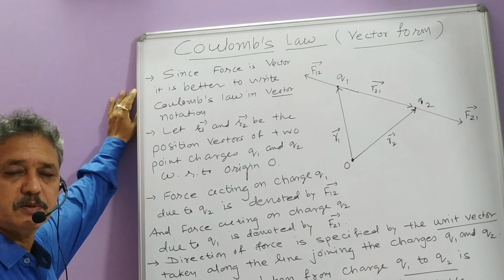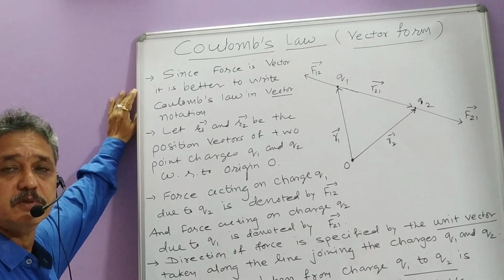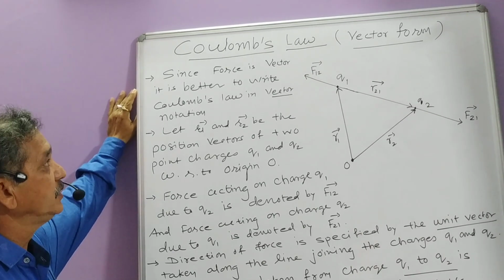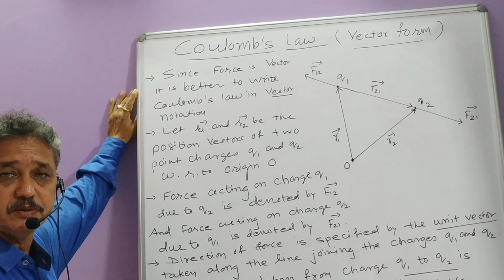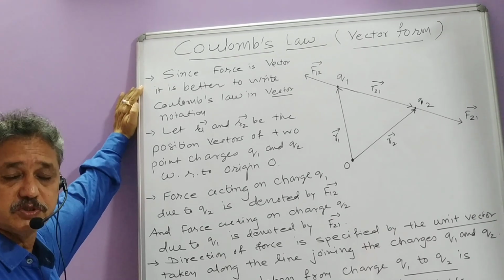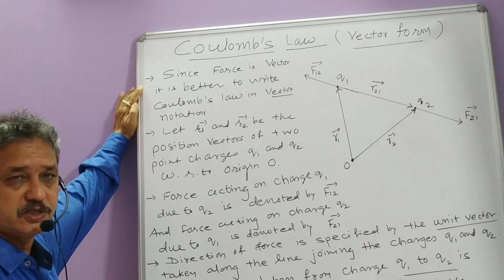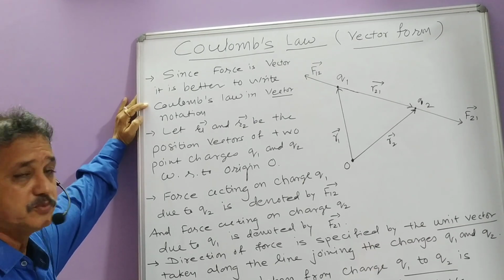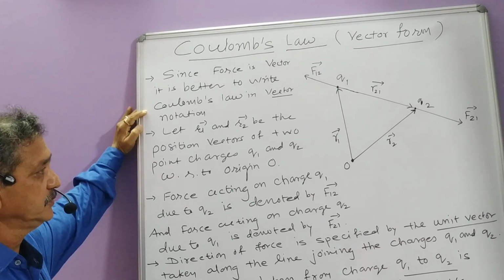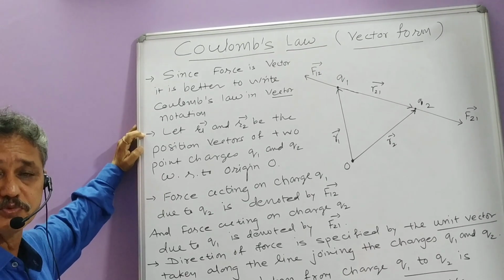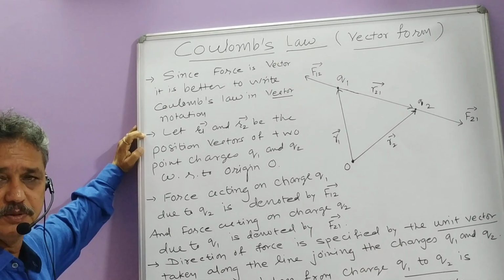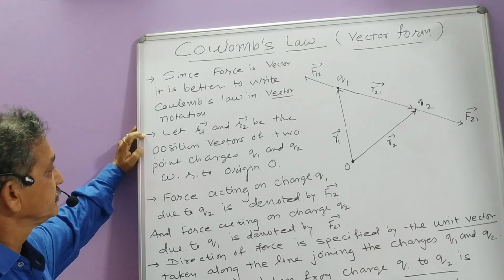Hello, dear students. Last time we saw Coulomb's law in scalar form, and in that law we saw the electric force. But we know the electric force is always a vector quantity. As it is a vector quantity, we have to write Coulomb's law in vector notation. So let us try to understand Coulomb's law in vector form. This is a very useful topic in solving some numericals.